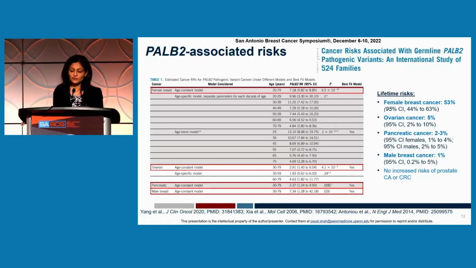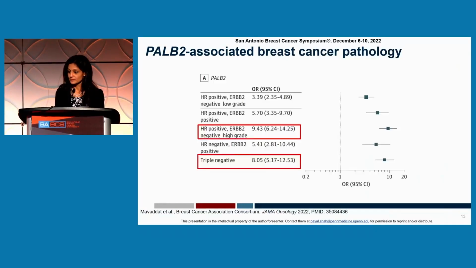1%. And if we look at the age-specific data, you can see that the risk of female breast cancer includes women diagnosed at younger ages, while for ovarian cancer, the risk really seems more substantially elevated after the age of 60. There was no increased risk of prostate cancer or colon cancer seen in this study. The Breast Cancer Association Consortium also evaluated pathological subtypes associated with these genes, and PALB2 appears associated with high-grade hormone receptor-positive breast cancer, as well as with triple-negative breast cancer.